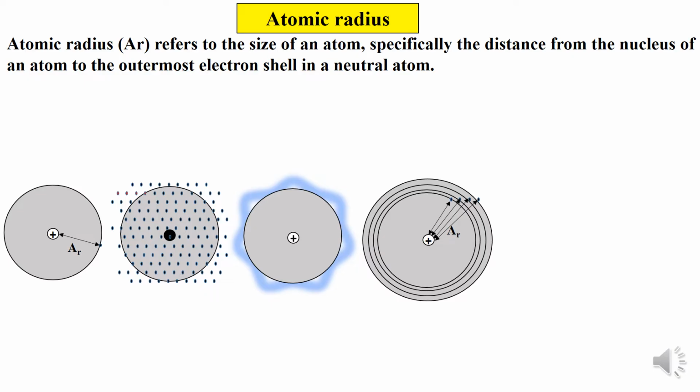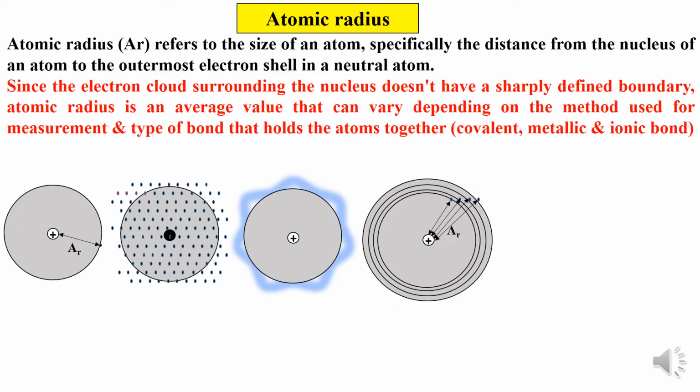The only solution to this problem is to measure the radius of an atom when it is in the bonded form. That is when the atom is held together by a covalent, metallic or ionic bond. So you can determine the radius of an atom in the bonded form, that is when the atom is bonded to another atom by either a covalent, metallic or ionic bond.